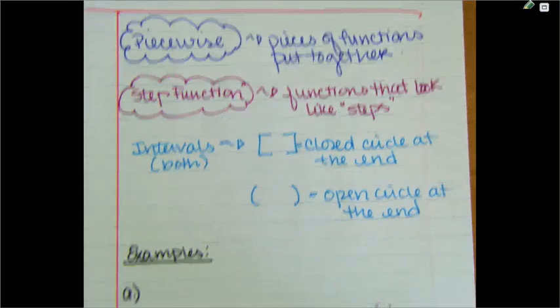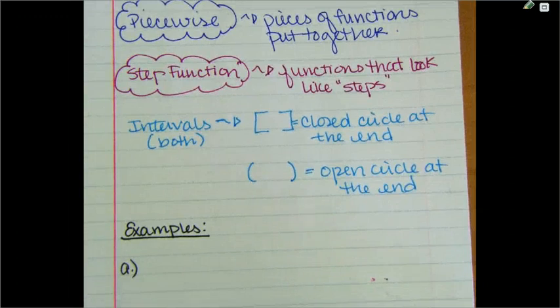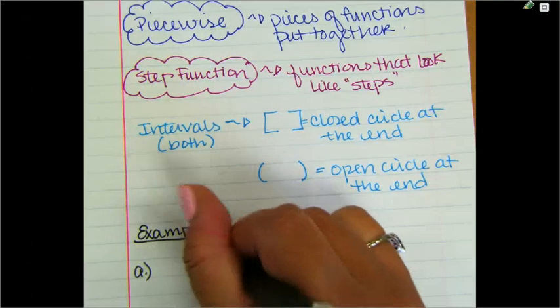Okay? So, piecewise, pieces of functions. It looks funny. You'll have like something curved and then something super straight and then something curved again and then a piece just like jetting up. It doesn't really matter. They just kind of look like pieces of puzzles put together. Your step function looks like stairs. It has a line and then another line and it keeps going. It looks like steps. Okay? So, we're going to do a couple examples.